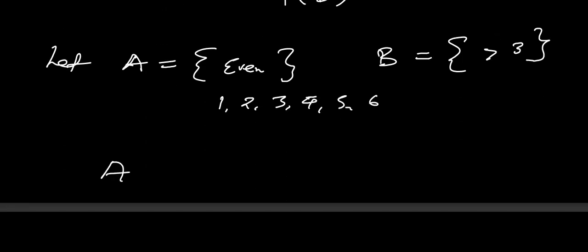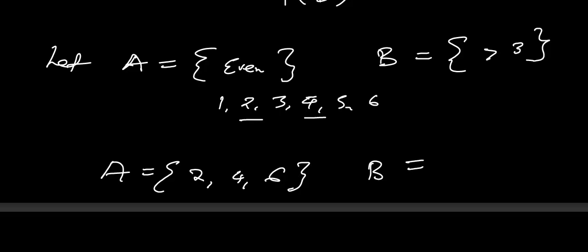So A is that the number that has turned up is even. So if it's even, how many numbers here are even numbers? There's 2, 4, 6, right? Either a 2, a 4, or a 6 has turned up. Then B, we're saying the number that has turned up is strictly greater than 3, so it's either 4, 5, or 6, right?